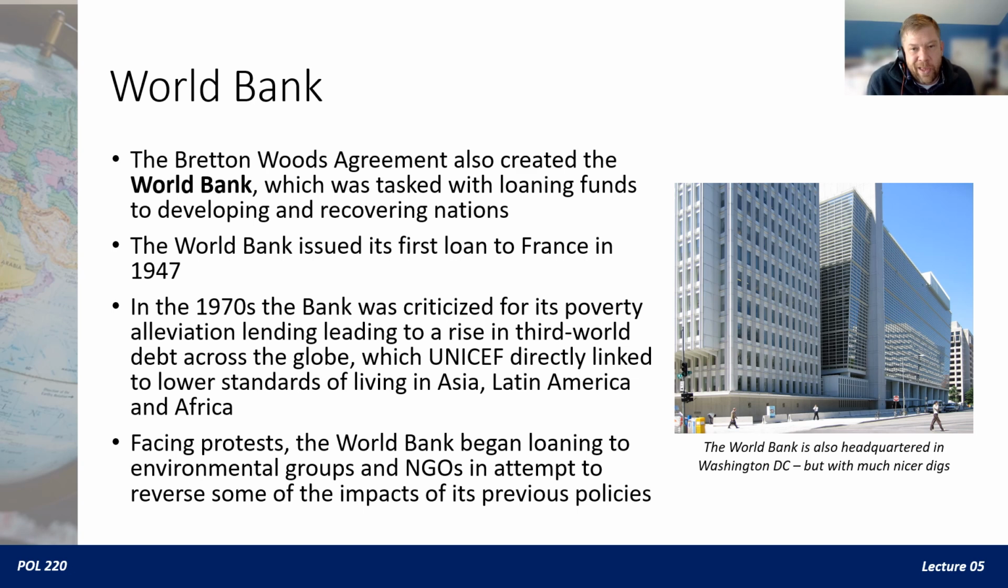This was tasked with loaning funds to developing and recovering nations specifically here. So the World Bank gave its first loan to France in 1947. As you know, due to the German occupation of France, their infrastructure was heavily embattled. They needed to rebuild here. In the 1970s, the bank was actually criticized for a lot of its poverty alleviation efforts. And so they were giving loans, particularly in third world countries with very unstable governments here.